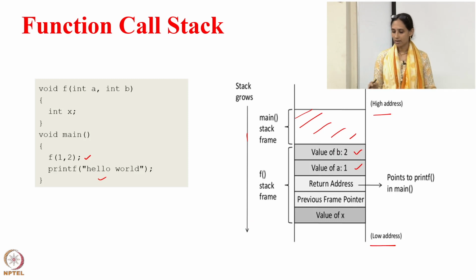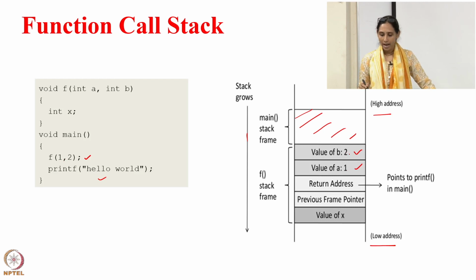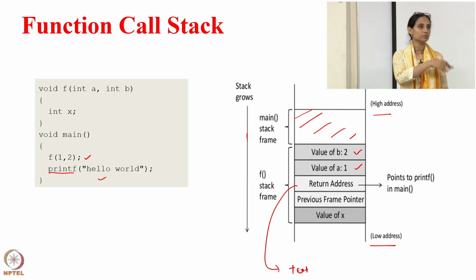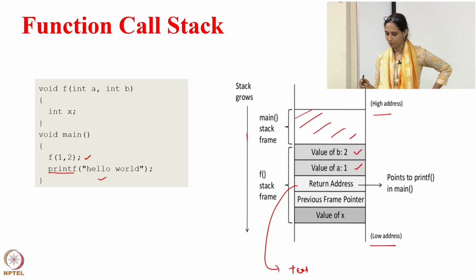It will say a has a value 1, because you are calling it with value 1, and b will have value 2 here. Once you finish this function, you need to tell where to return to. Once you finish this function, printf will get called. So that return address will go back to the text portion I have shown earlier. It will tell what to execute next.